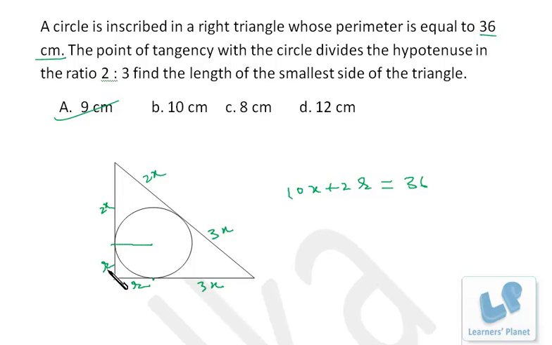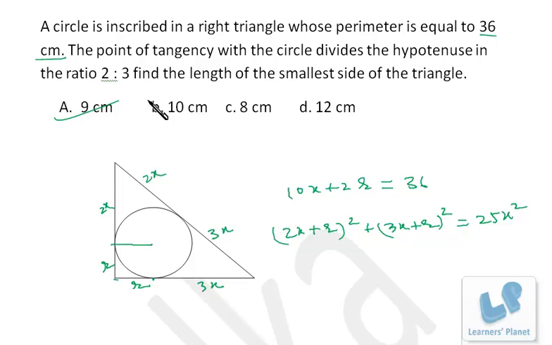And apart from that, we can use Pythagoras theorem. So (2x plus r) whole square plus (3x plus r) whole square is equal to 5 squared, that means 25x square, right? So by solving these two, you'll be getting the value of x and r both as well, right?